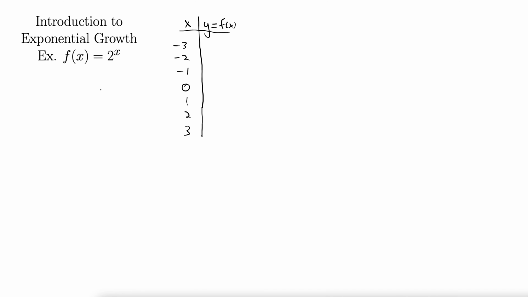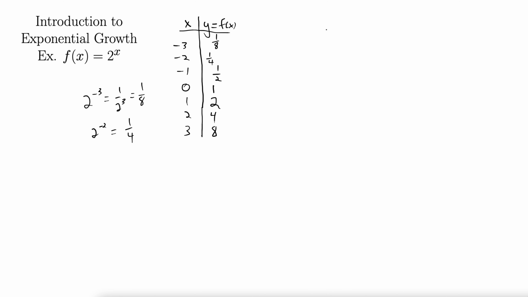So -3, right, 2 to the -3 is 1 over 2 to the 3, which is 1/8. So 1/8, all right. 2 to the -2, same idea, 1 over 2 squared, 1/4. 2 to the -1 is just 1 over 2, so that gives us 1/2. 2 to the 0, well, anything to the 0 power is 1. 2 to the 1, anything to the 1 power is itself. So 2, 2 squared is 4, 2 cubed is 8.